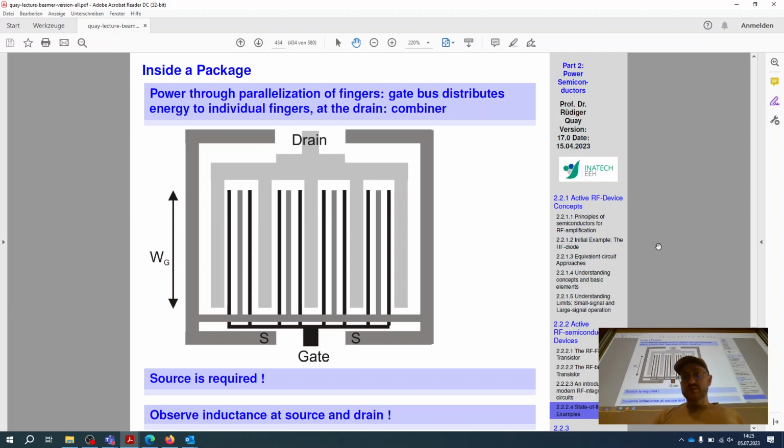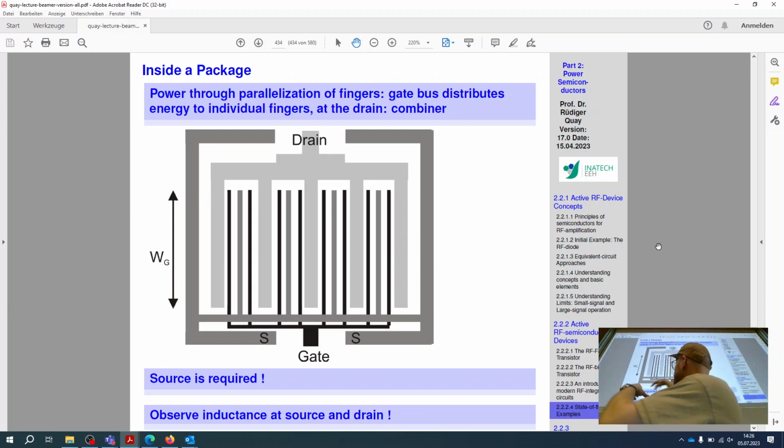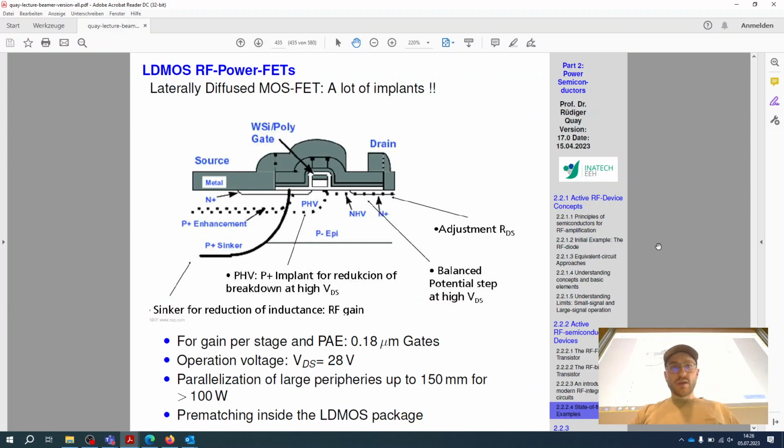A source is required. That's why I said on the gate side you will have a gate source voltage, and on the drain side you will have a drain source voltage. And you always have to consider the parasitic capacitances that come up due to the existence of such feeding structures. In order to contact the gate fingers, you'll have to have all these feeding structures, and each feeding structure introduces gate and drain capacitances that are undesired.